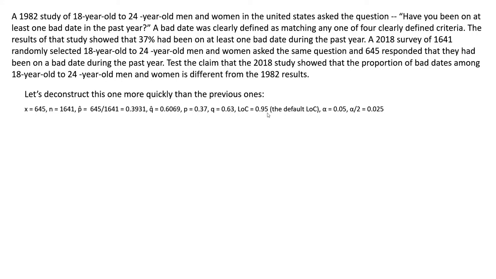Level of confidence, well, there's none given. So what do we assume it to be? It's 0.95 as our default level of confidence. Alpha equals 1 minus the level of confidence, which is 0.05. And alpha over 2 is 0.025.